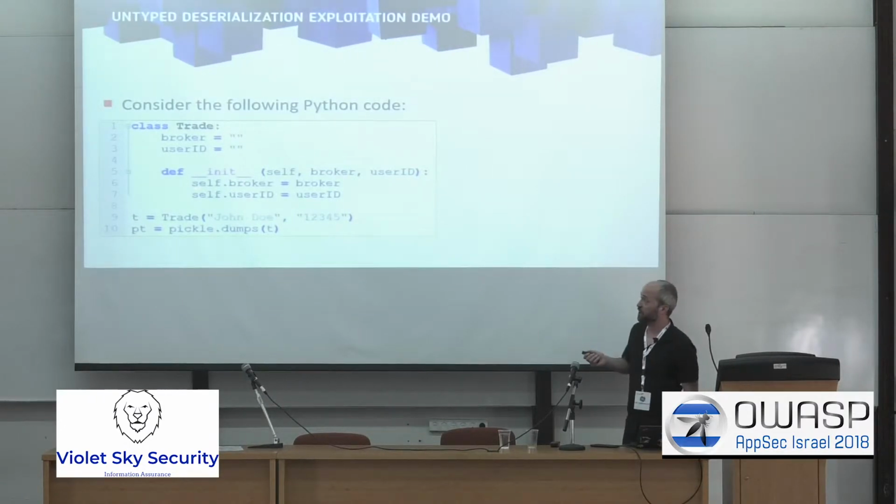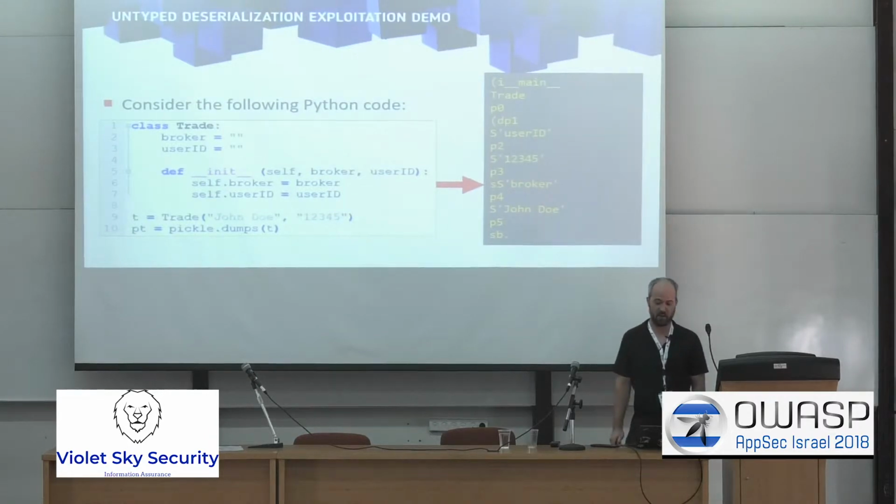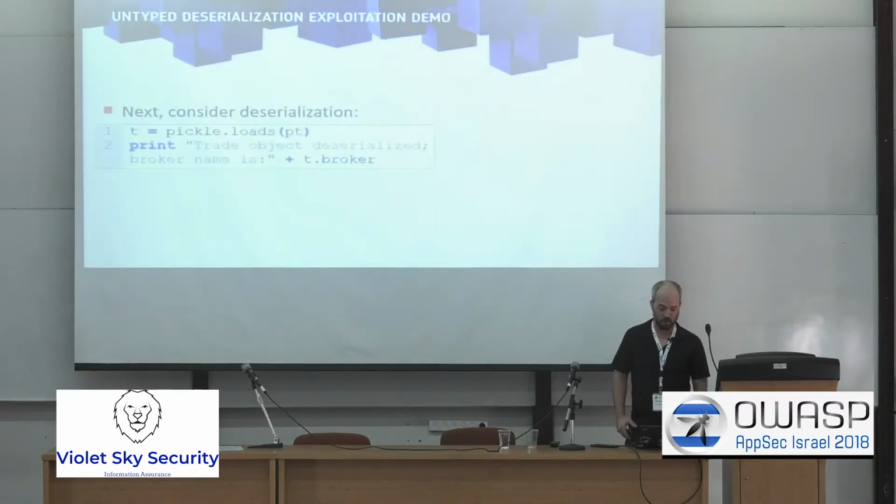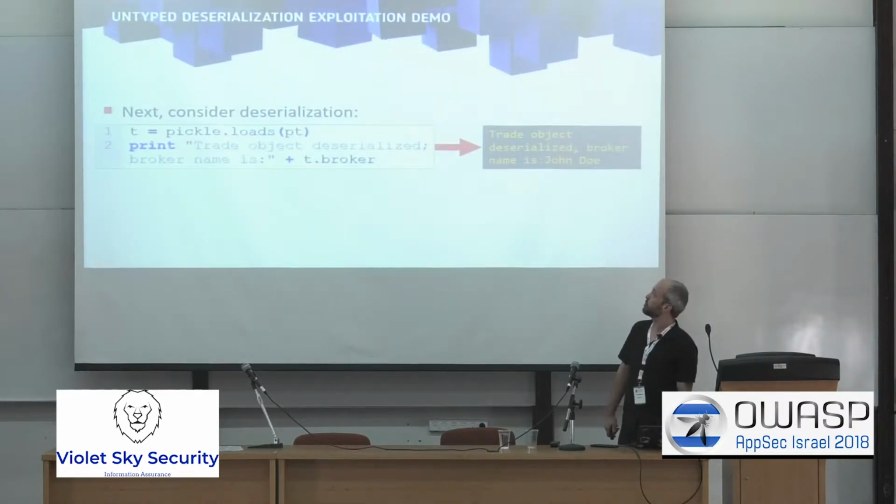This following Python code is very, very similar to our .NET example. We have a trade object with instance variables of broker ID and user ID. When you try to dumps a trade object, you get this ugly, barely readable thing, but that's a pickle for you. That's their format, and it works. It's somewhat more readable than a Java byte stream. So let's deserialize this object. And again, we get this boring result where we got the broker name, the instance variable for broker.